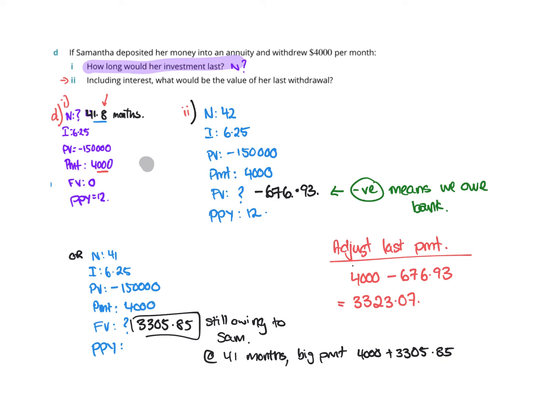If she wanted to stop when she couldn't get the 4,000 anymore, or generally what you would see would be this option here. But I think they need to be clear. But if you write out and you're showing what I'm showing, you should be fine. So if you wrote the big payment, and as long as you explain it, you're getting it correct.